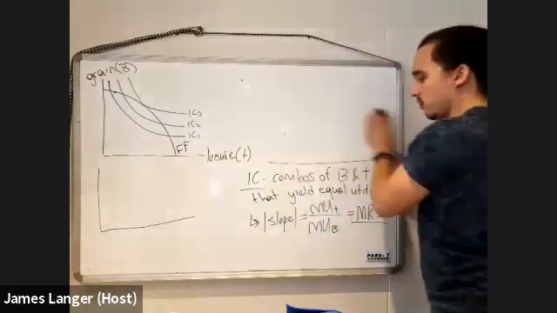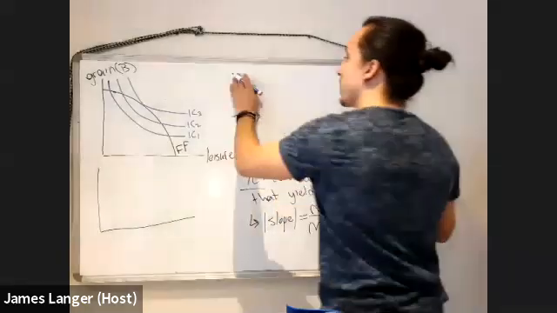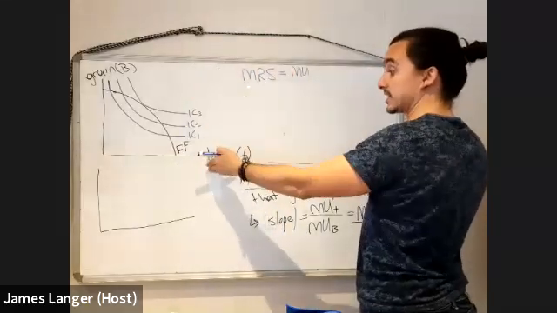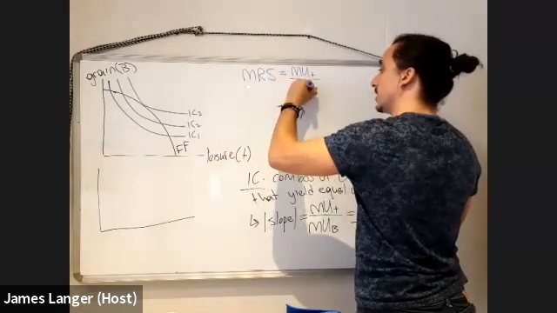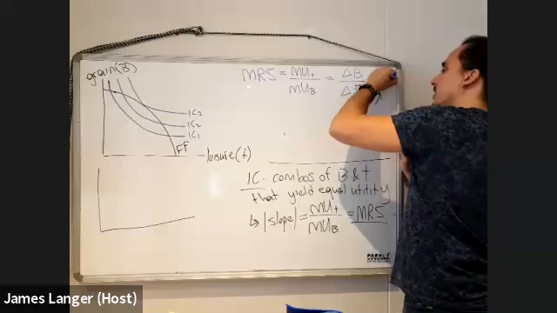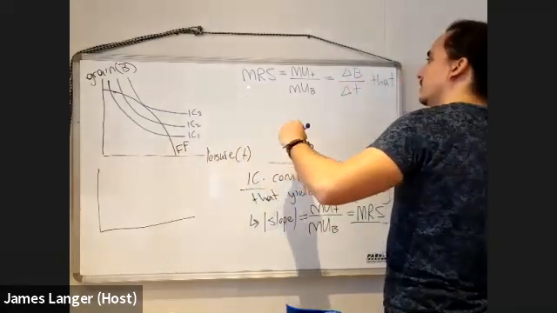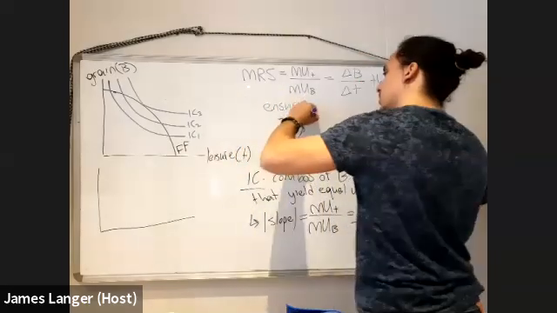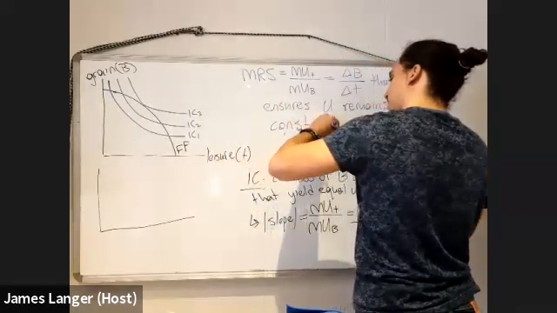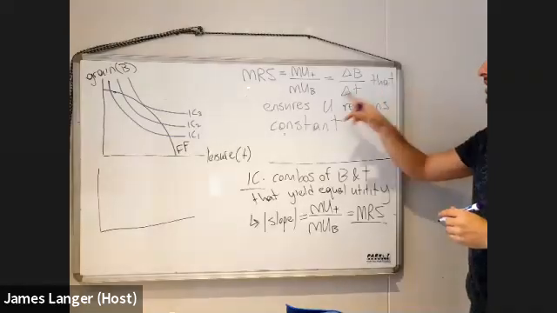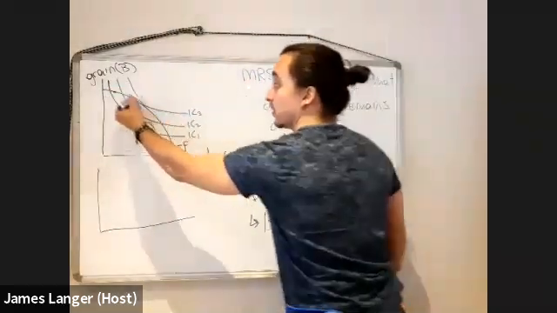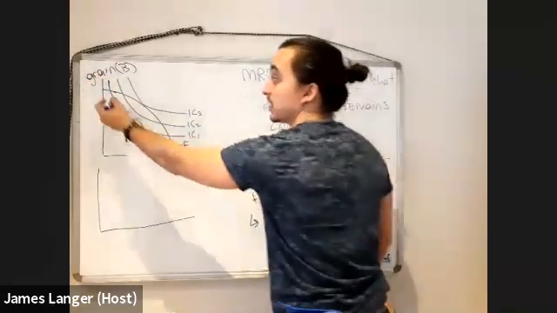So remember the MRS? What I just wrote, the MRS is equal to the marginal utility of whatever's on the x-axis, T, over the MUB. And why is that? Because that's going to be equal to the change in B over the change in T that ensures utility remains constant. So remember, when I'm moving along any of these individual curves, my utility remains constant.